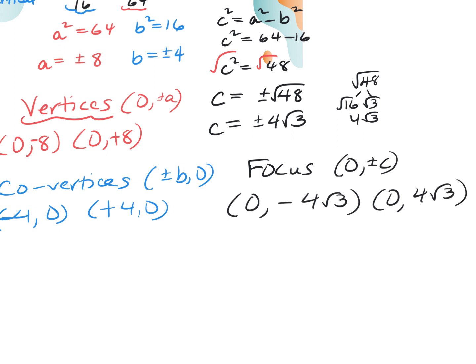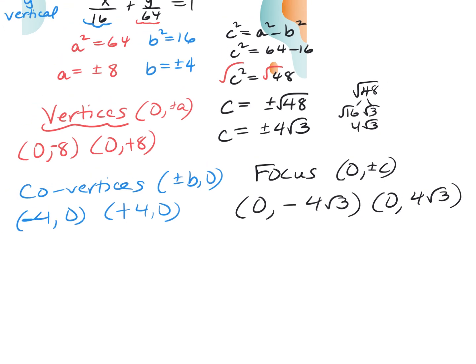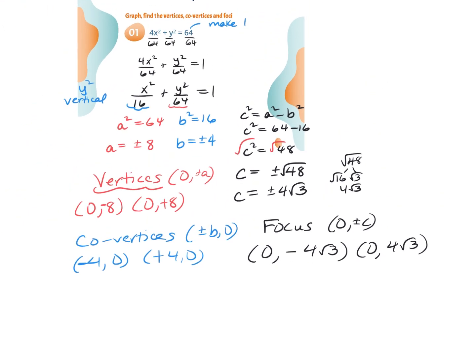Now, you're probably going to have to graph by hand, so you're going to have to approximate the value of the square root of 48. Square root of 48, if you think about it, is in between the perfect squares of 6 and 7, because 7 squared is 49. So it's a little bit less than 7. So I would say this is approximately negative 6.8, and this will be approximately positive 6.8 when you're looking at this graph.